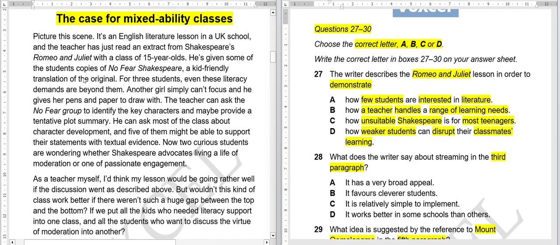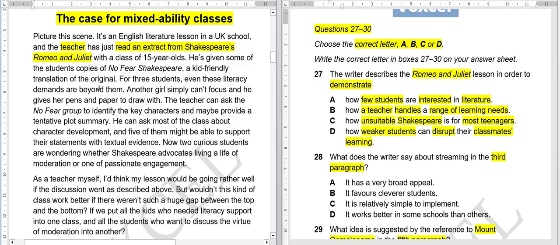So let's start reading. Picture this scene. It's an English literature lesson in a UK school, and the teacher has just read an extract from Shakespeare's Romeo and Juliet with a class of 15-year-olds. So now we have found the location, Romeo and Juliet. So a teacher is reading this particular thing. So that means this is the lesson they want us to understand.